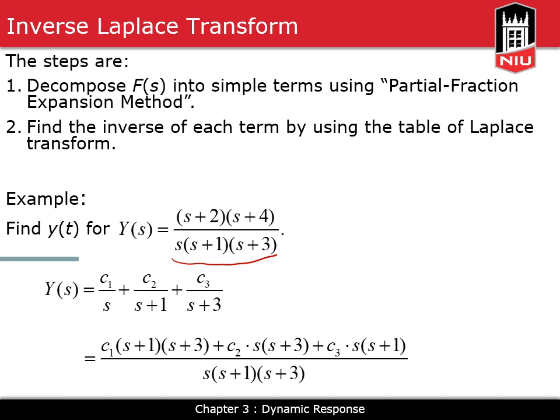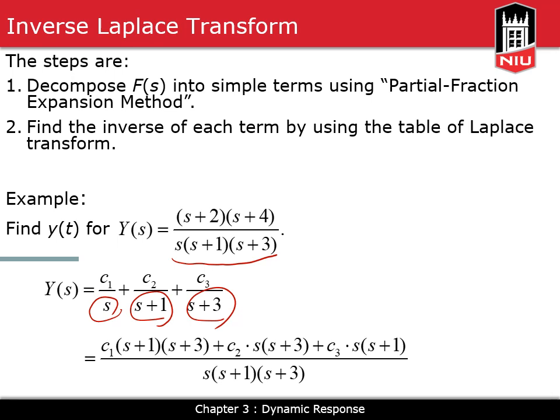So all we have to do is to write y of s as a summation of 3 fractions. Those fractions in their denominator are going to have the factors that show up in the denominator of y of s. Those factors are s, s plus 1, and s plus 3. So we put those into the denominators of the 3 fractions.